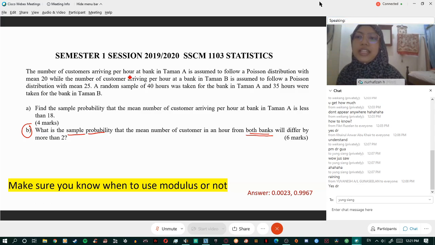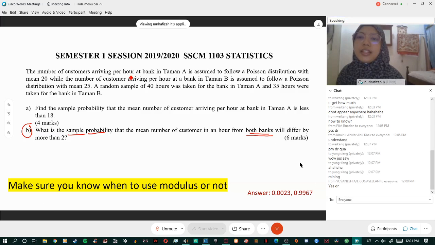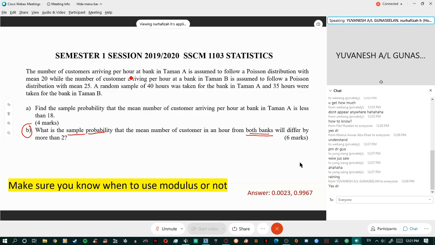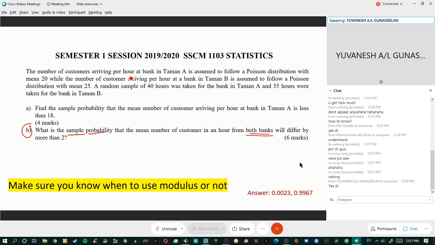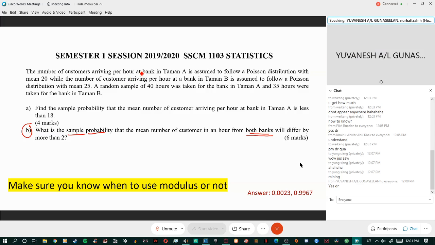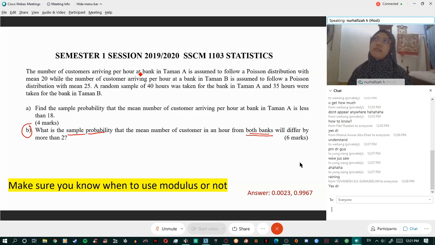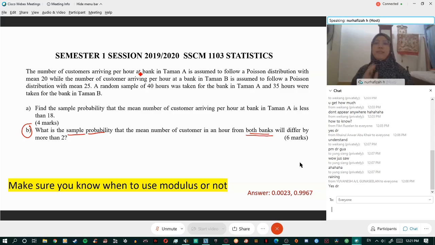Do you know? Not sure, Doctor. Not sure, but from your understanding, what do you understand? I think must use. Why? Because I think if the value becomes negative, then it's better to use modulus, right? Not quite right. Okay, but it's a good try.